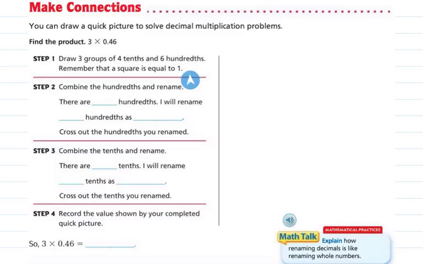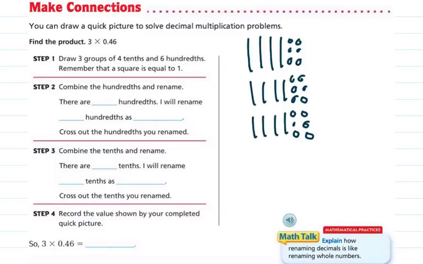So I'm going to draw my quick drawing here on the side. If you take a look on the side, you're going to see 1 tenth, 2 tenths, 3 tenths, 4 tenths. And then remember that these little circles represent a hundredth. So we have 2 hundredths, 4, 6 hundredths. Sorry about that, boys and girls. So this is 46 hundredths, that's 1 group. This is another 46 hundredths, that's 2 groups. This is 46 hundredths, that's going to be 3 groups. So we are done with step 1.